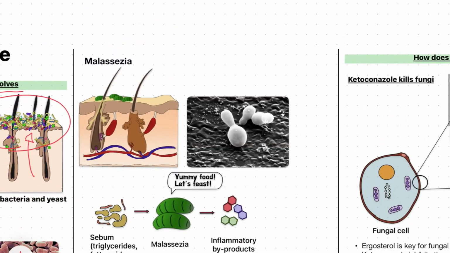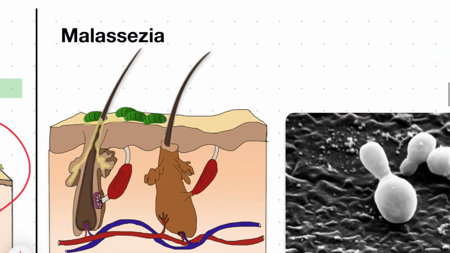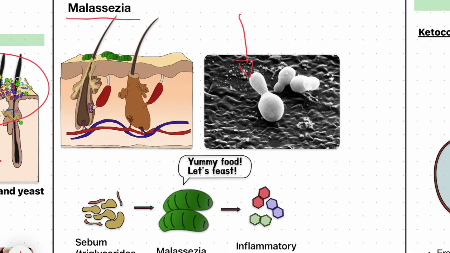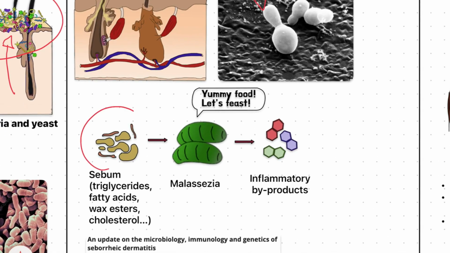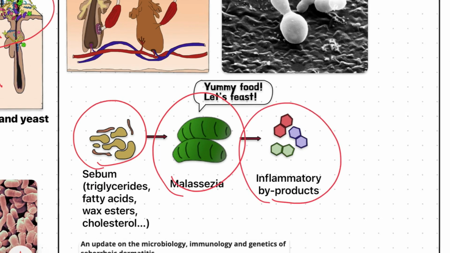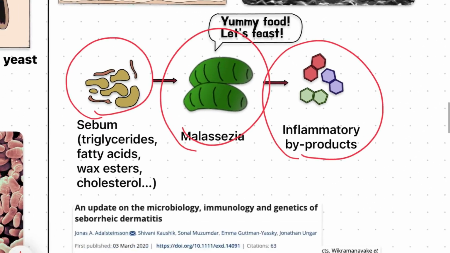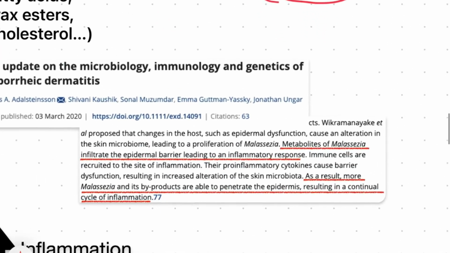And now let's look at a second example before talking about ketoconazole, and that's Malassezia. So Malassezia is a yeast that's found on everyone's skin and scalp, and it's perfectly natural. And once again, we have sebum on our scalp, which feeds Malassezia, which can lead to the release of inflammatory byproducts. So we have a very similar chain of events going on.